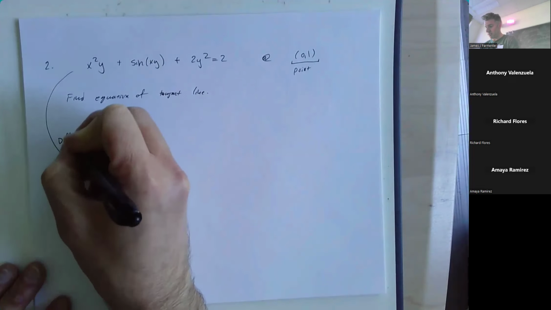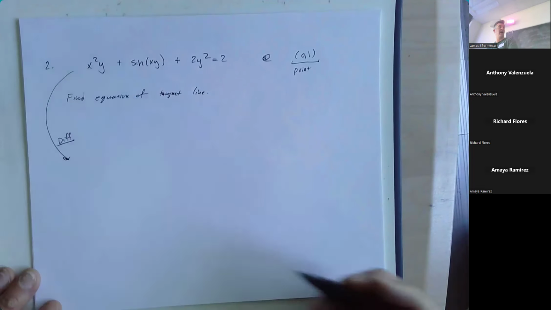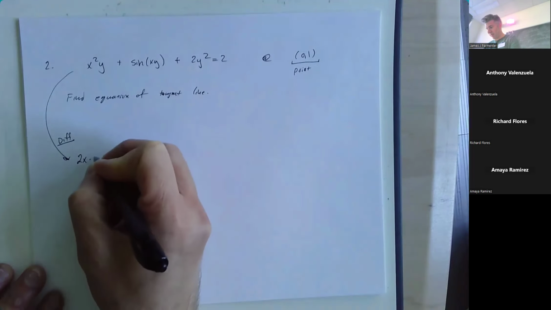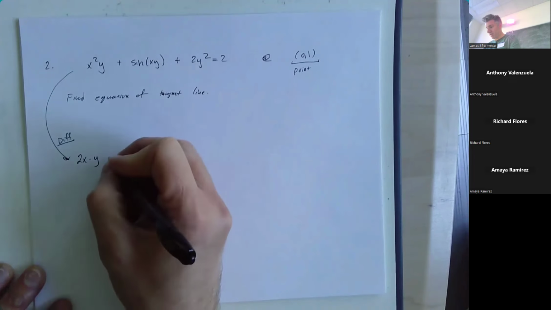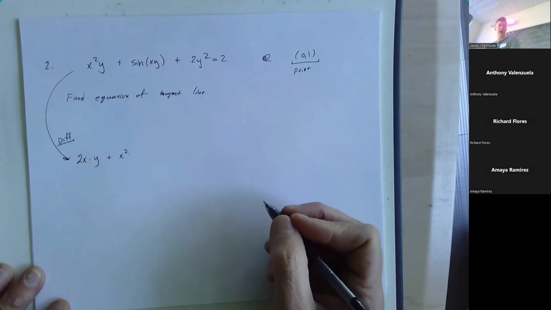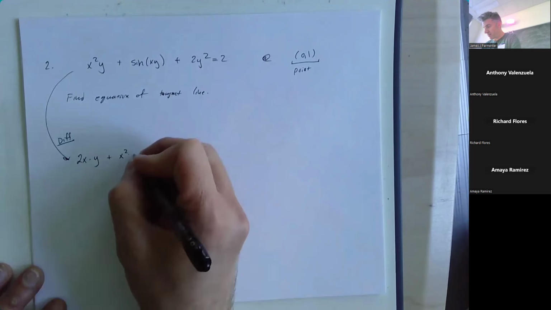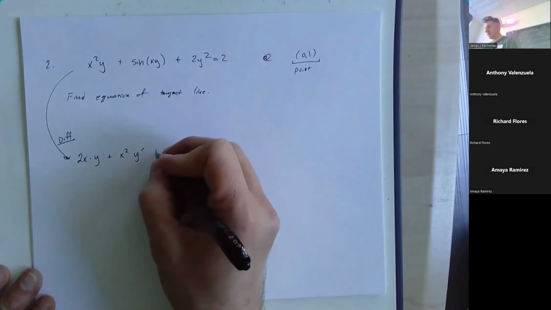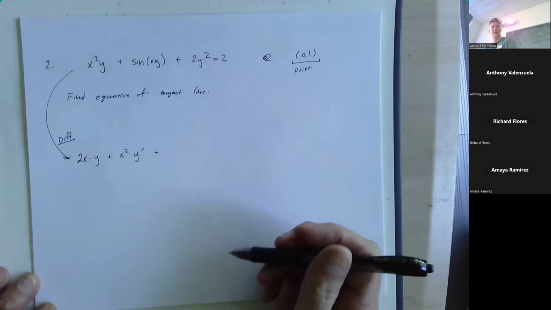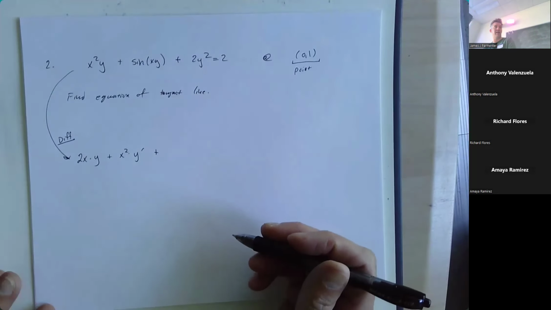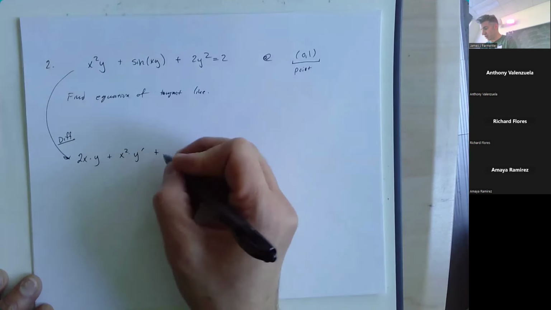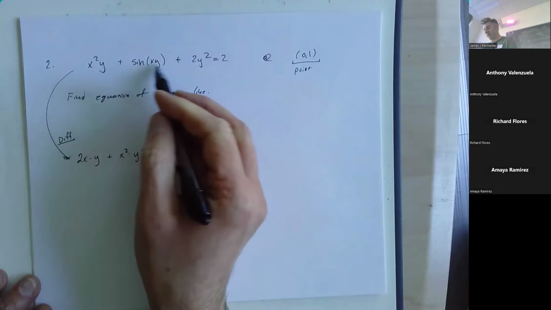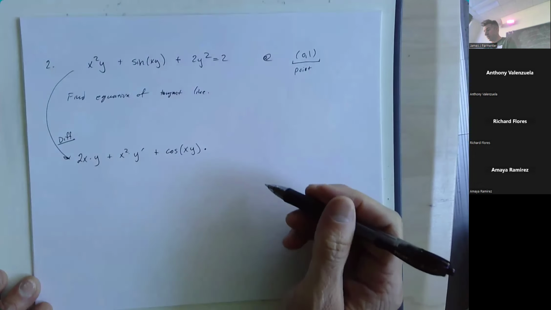For x squared times y, we have to use the product rule. The derivative is going to be 2x times leave y alone plus x squared times the derivative of y, which is y prime. Plus, now I've got sine of some stuff. The derivative of sine of x is cosine of x. The derivative of sine of some stuff is cosine of the stuff, and then we have to multiply by the derivative of that stuff, which is going to require the product rule.